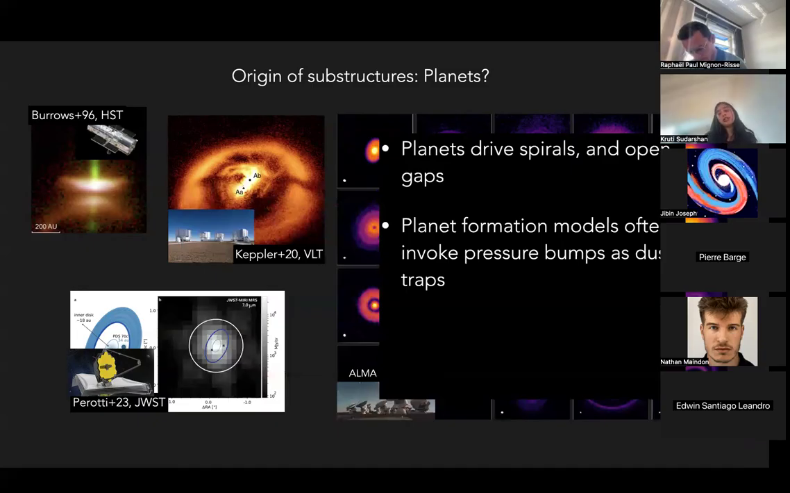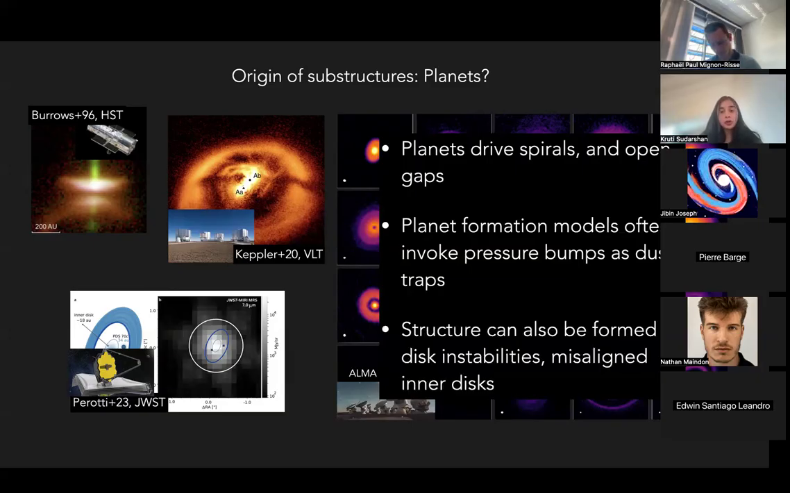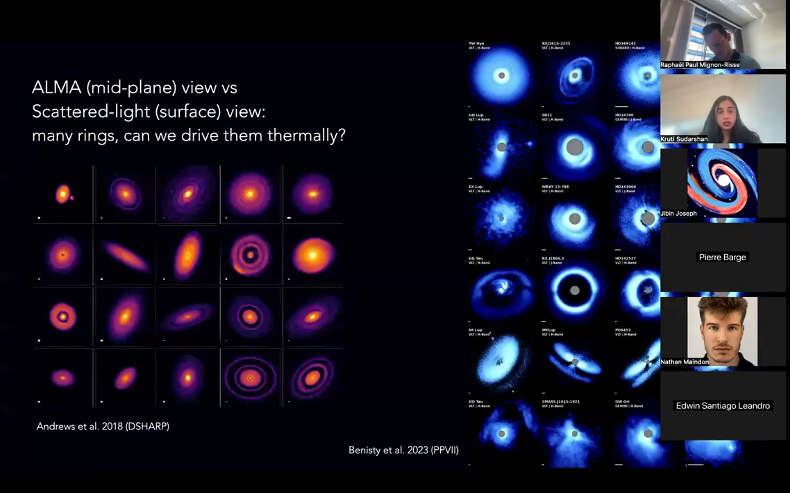But planet formation models often invoke pressure bumps as dust traps. They typically require pressure bumps in the disk where you can trap the dust to even grow a planet. So this brings about this chicken and egg problem of whether the planets are driving the substructure or you need the substructure to grow dust, right? So we have to look at inherent processes within the protoplanetary disk that can also drive these substructures. And these are typically disk instabilities and misaligned inner disks. Some of them can drive substructures as well.